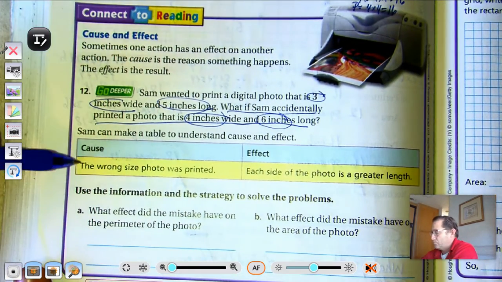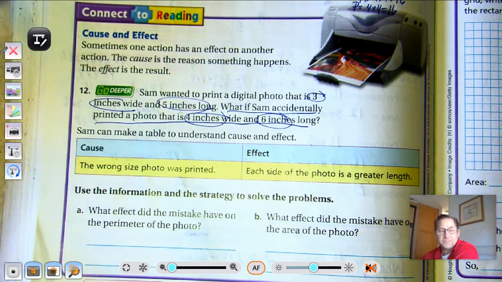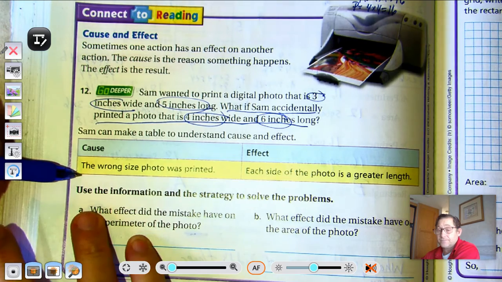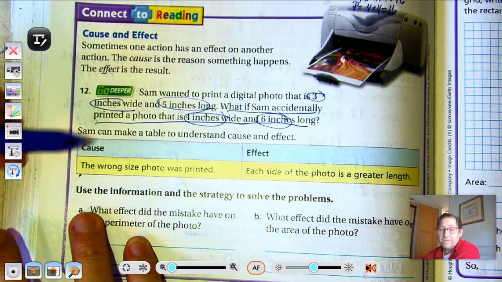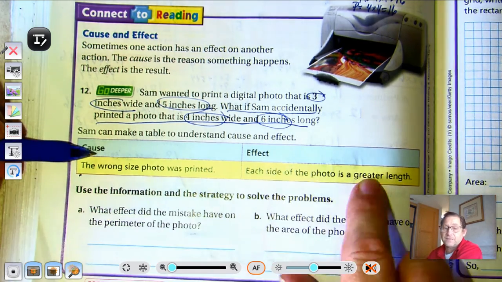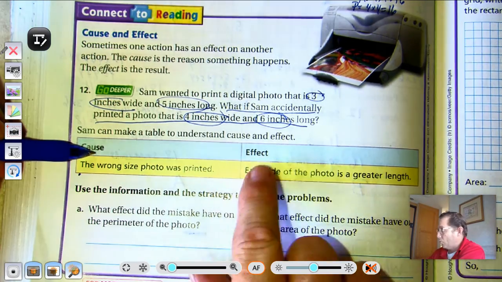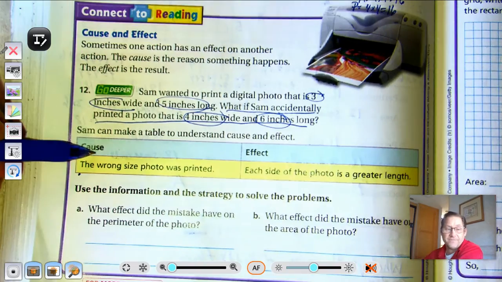Well, Sam can make a table to understand cause and effect. The wrong size photo was printed, right? He didn't print 3 by 5. He printed 4 by 6. So what's the effect? Each side of the photo is a greater length. 4 is greater than 3. 6 is greater than 5.